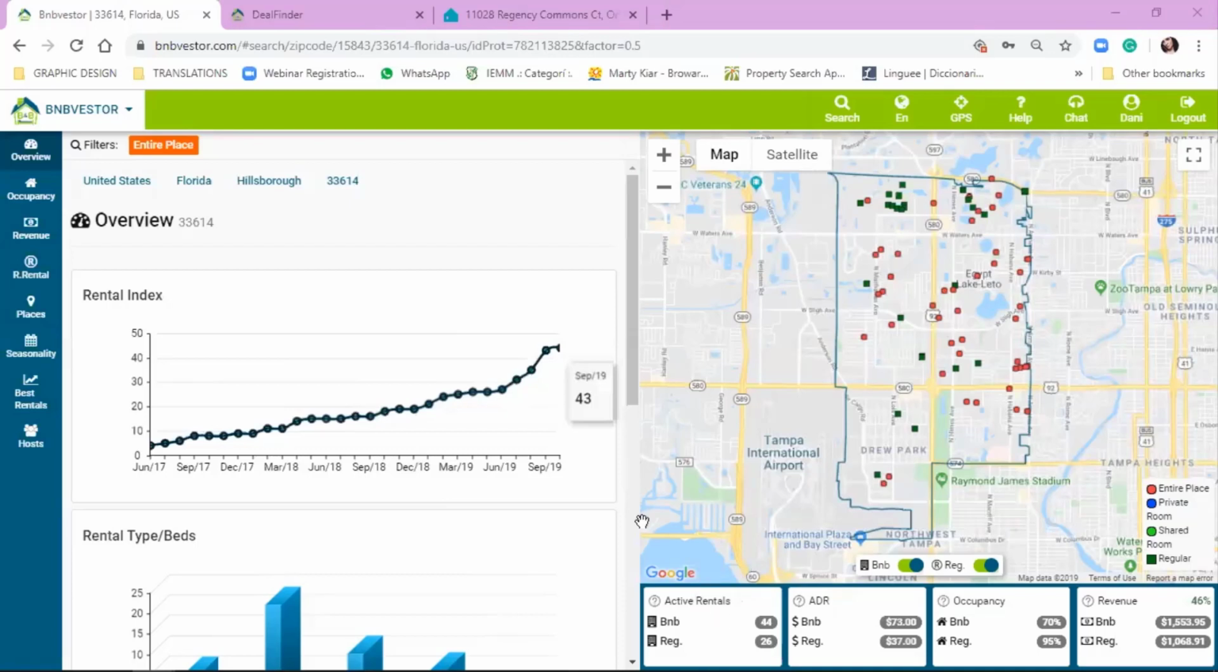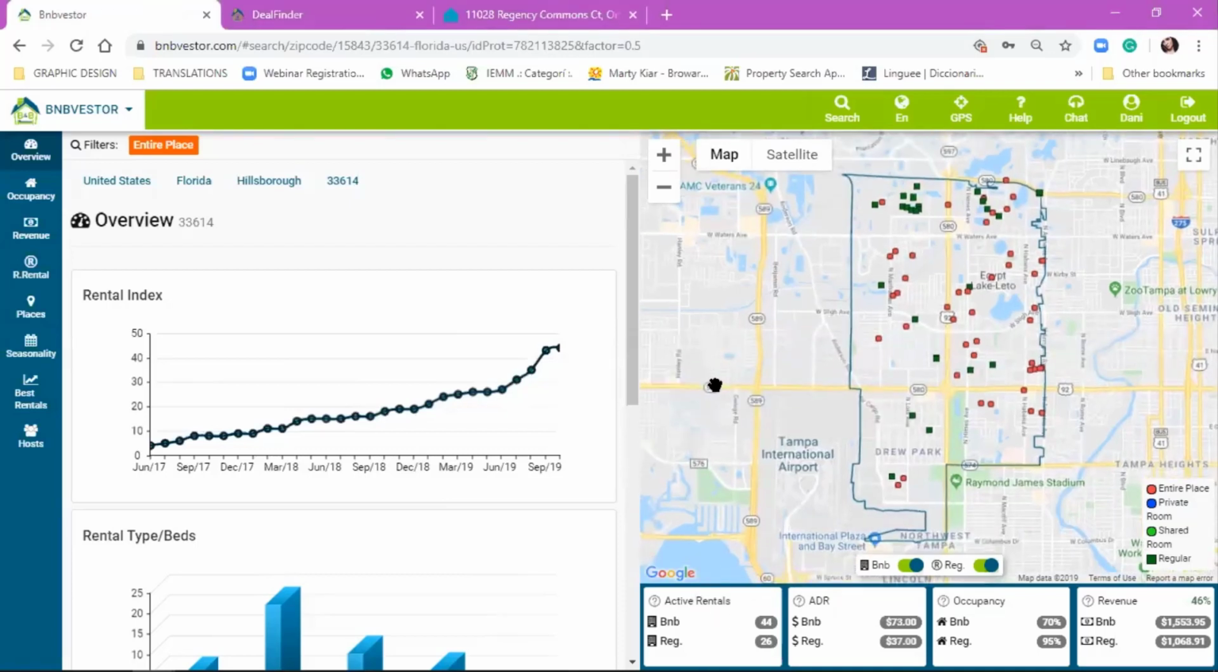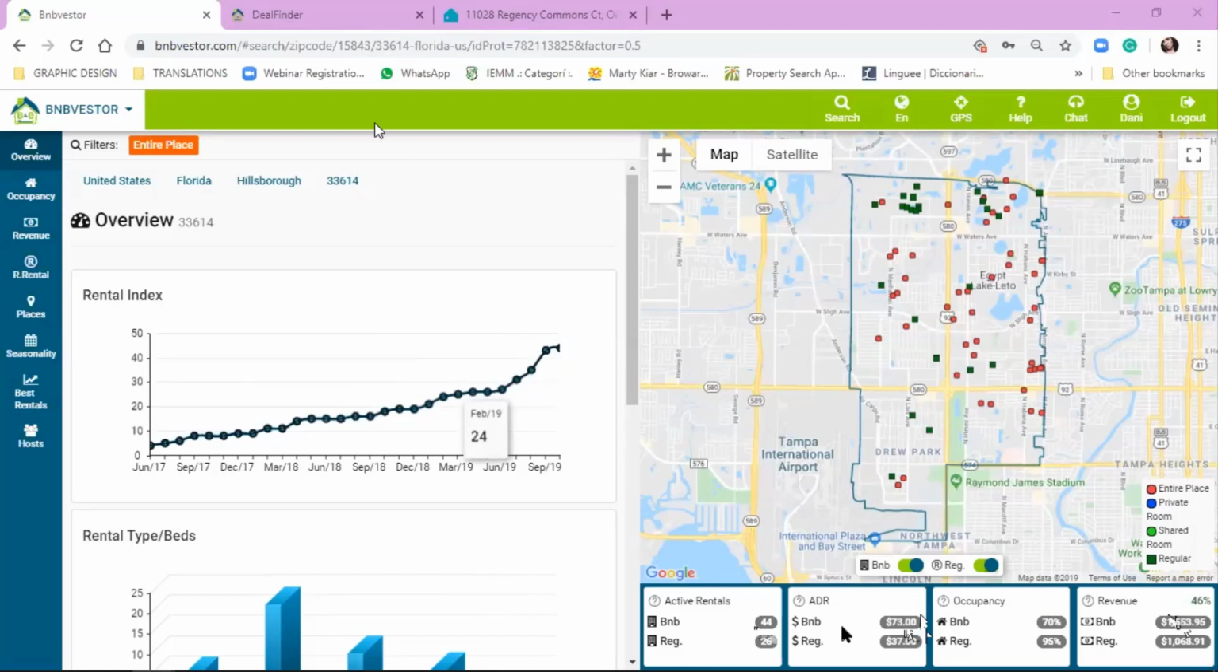Okay, so in this zip code, we have 44 active BNB rentals, and then 26 regular active rentals. An average daily rate. This is a low average daily rate, but let's take a look at this. You see that the occupancy maintains, and we have a decent additional revenue, even though it has low active rentals and low BNB rentals. Okay, so I have two other zip codes. Allow me a moment to finish up with this example, and we will go up with those other two.